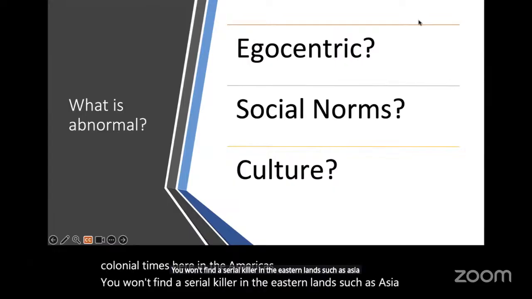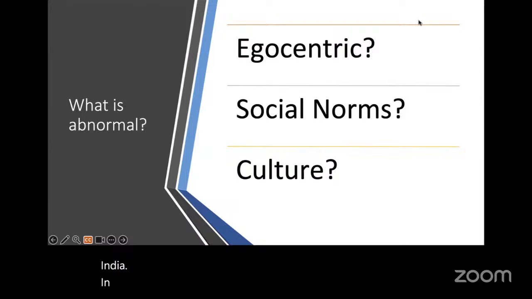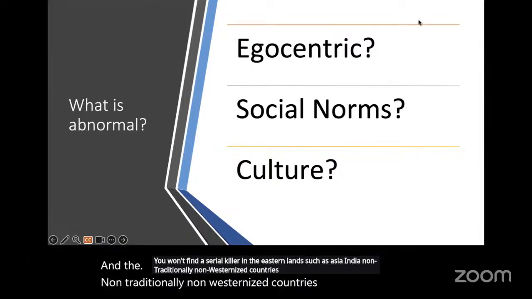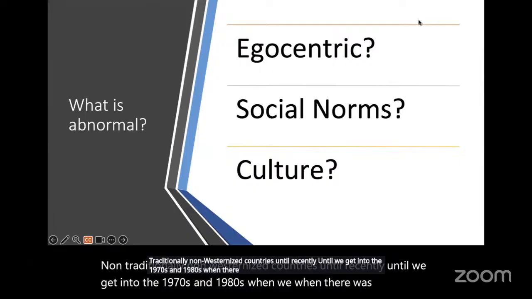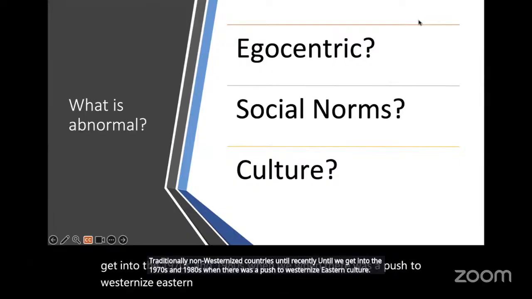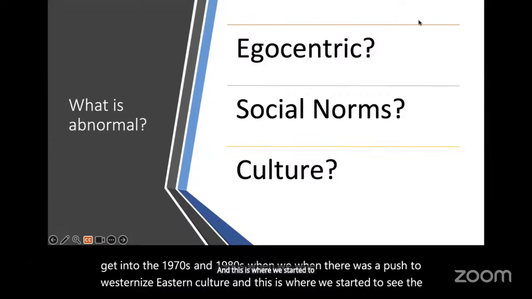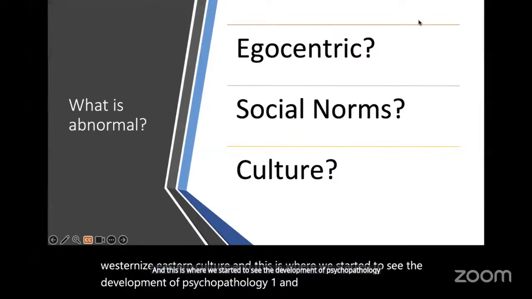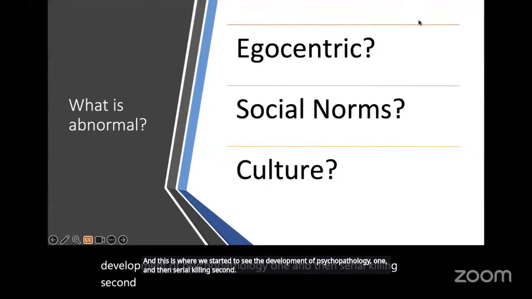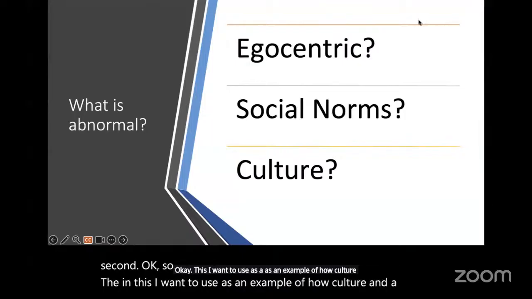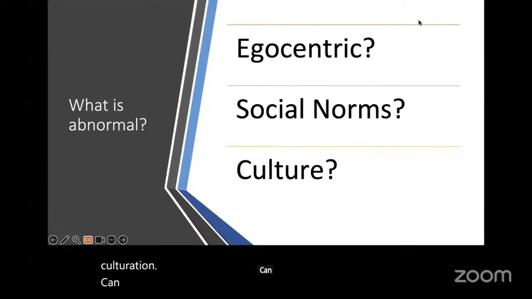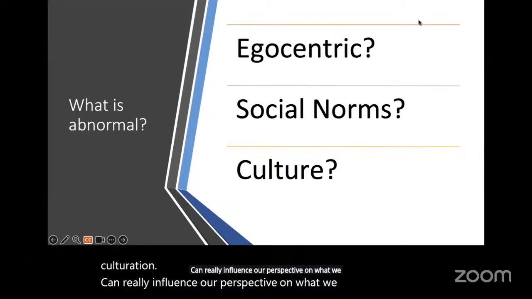India, and the traditionally non-westernized countries until recently, until we get into the 1970s and 1980s when there was a push to westernize Eastern culture. And this is where we started to see the development of psychopathology, one, and then serial killing, second. So in this I want to use as an example of how culture and acculturation can really influence our perspective on what we call abnormal psychology.